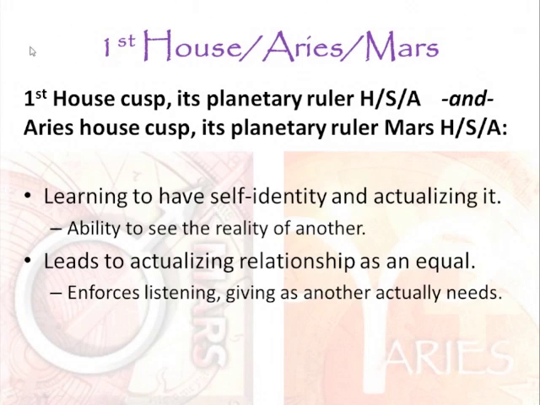This is where the polarity of the first house gets ruler, house, sign, aspect, and wherever Aries is on a house cusp with the ruler Mars by house, sign, aspect. This is where we have to have a self-identity and actualize it. Mars, Aries, ourself. But it's also where we have to learn how to see the reality, the self-identity of another.